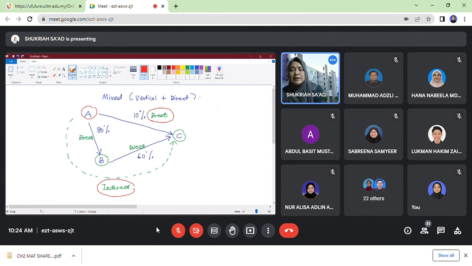So bila nak kira percentage of control C, kita akan ambil direct plus indirect. Okay, berapa direct dia? 10%. Berapa indirect, kelas? 80% kali 60%. Dapat berapa, kelas?